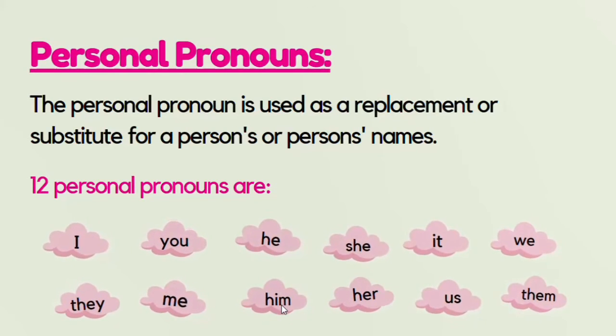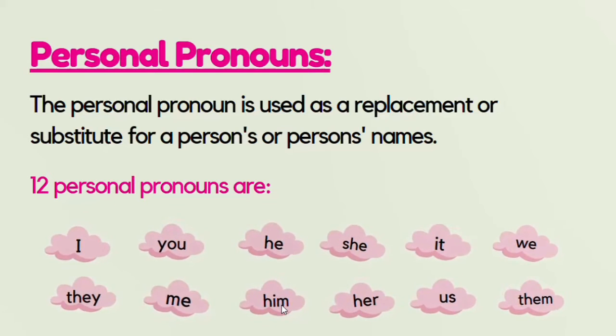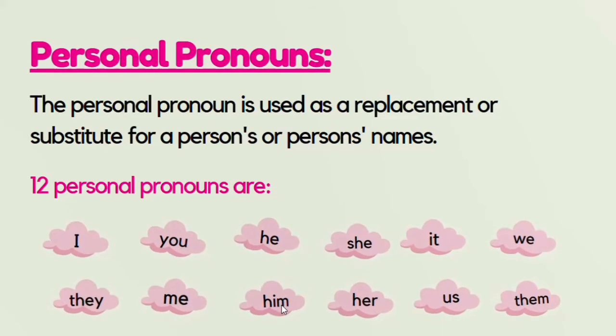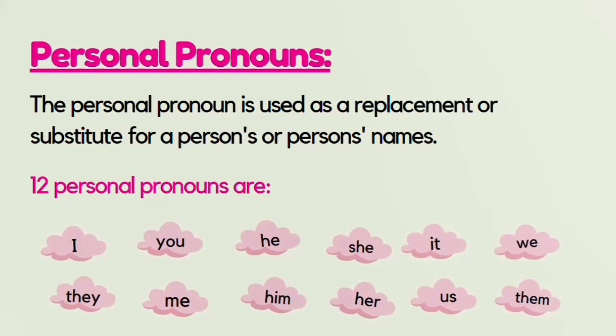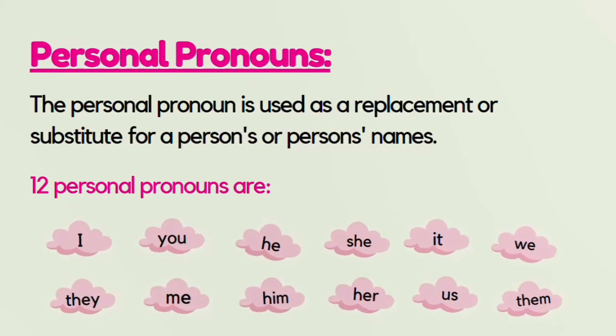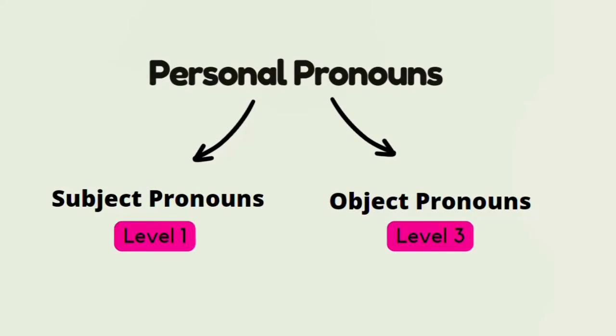As we move forward, you will see that these personal pronouns are also divided into 2 groups. And when we introduce pronouns to kids, we only teach the first group of personal pronouns to our kiddos. That happens in level 1, or you can say grade 1. So here are 2 types of personal pronouns. We have subject personal pronouns and object personal pronouns.